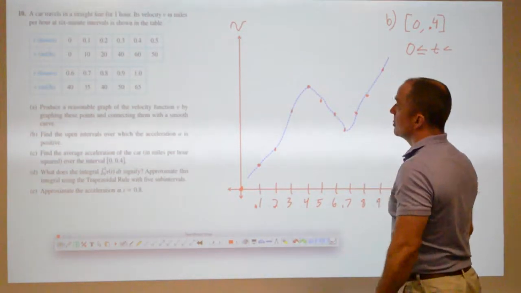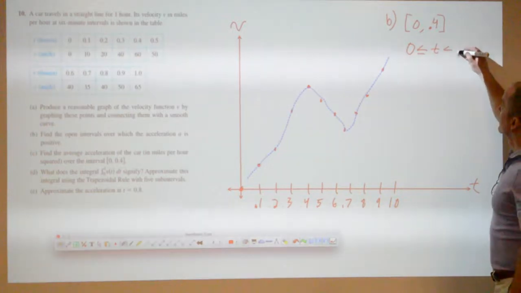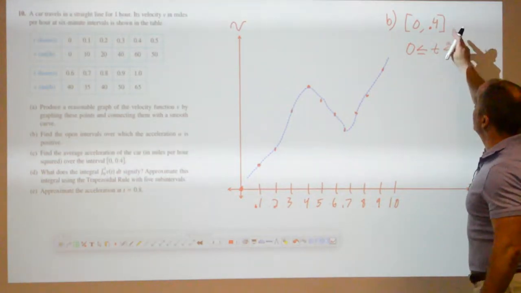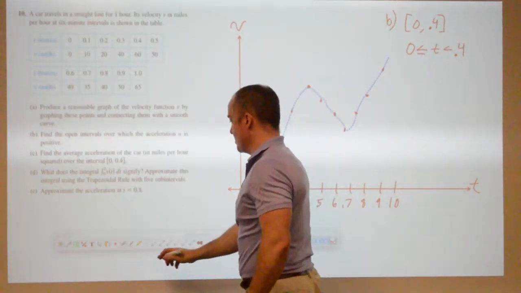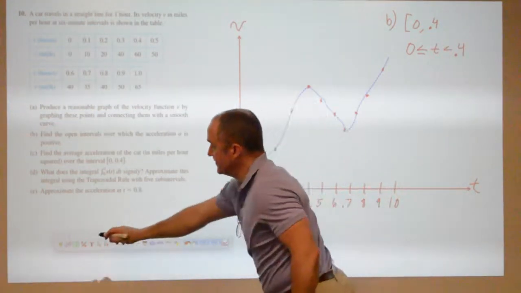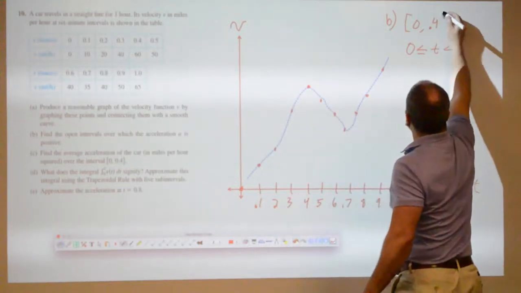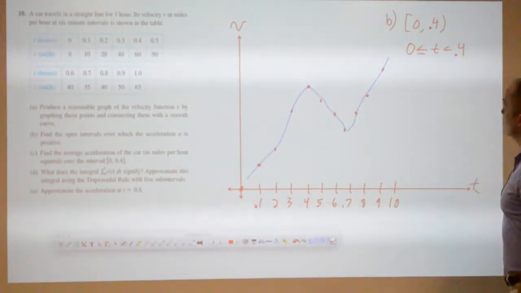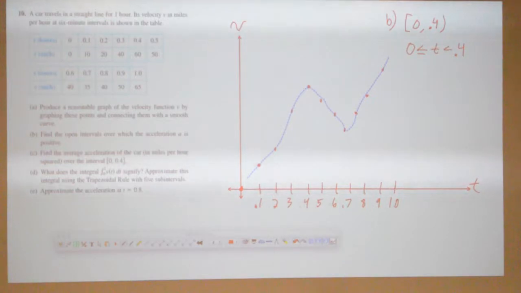0.4 is flat. It should be less than 0.4. Yeah, it should just be less than 0.4, which means, should this be a bracket? No, it should be a parentheses. Okay. That should be a parentheses, that's how you say included, not included. That okay?